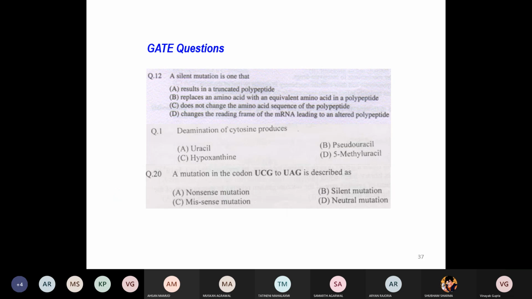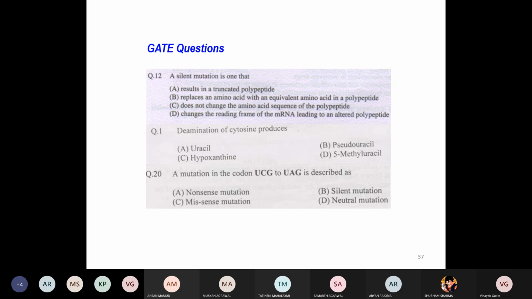Okay, here I have some of the questions which I have taken from GATE. A silent mutation is one that... Which option is correct here? Silent mutation replaces amino acid with equivalent amino acid. Okay. The C, does not change the amino acid sequence of the... Yes, it should be C actually.